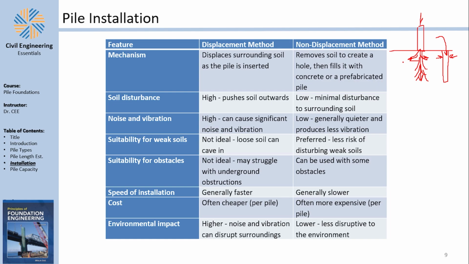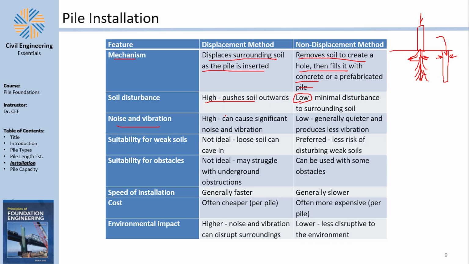So this is one of the basic differences here. Anyway, you displace the surrounding soil when you insert the pile. Here you excavate the soil and just fill it with something. The soil disturbance here is high, which is a good thing. I don't know, it says low, but okay, I understand that you're not disturbing the soil, but you're actually disturbing the soil because you're boring. So it depends on how you look at things.